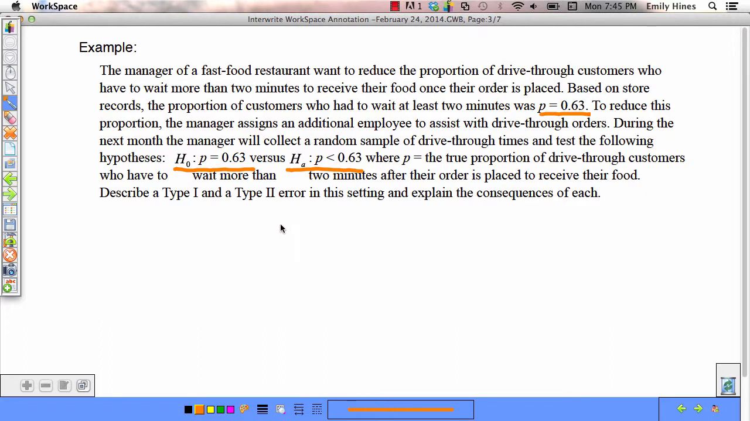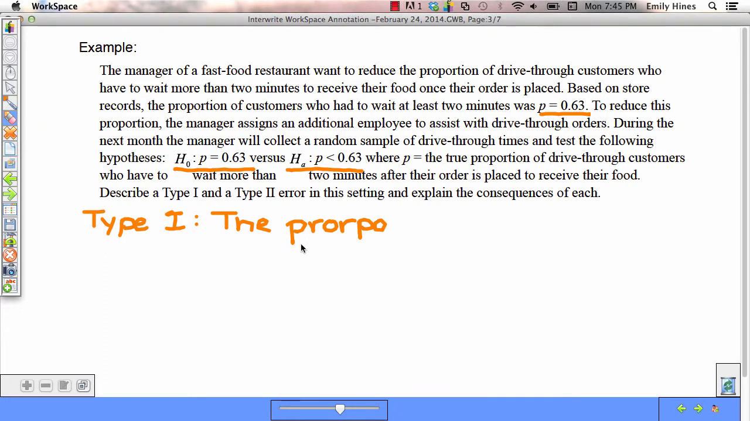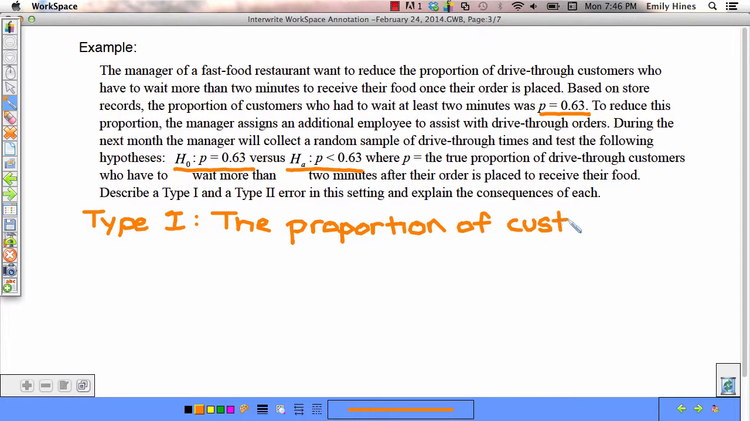Okay, so what are our type 1 and 2 errors? Well, our type 1 error would be that we reject the null and say the proportion is smaller than it was. It would help if I could spell proportion. The proportion of customers who have to wait has decreased when really it hasn't.